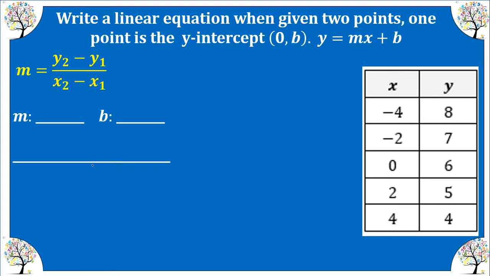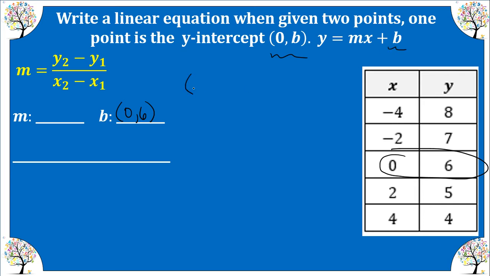Okay, now let's take a look at another example. And again, the first thing that I'm going to look for is, have I been given the y-intercept? And I look for where x is 0, and I've been given that. So right here, x is 0. This is your b value. This is your y-intercept, 0, 6. And so I'm going to identify the 0, 6, my b value.